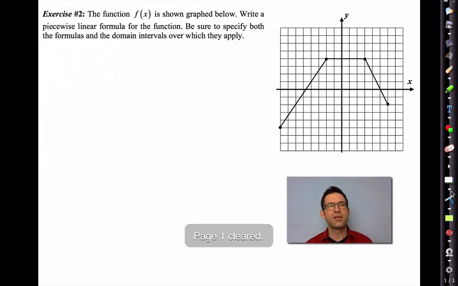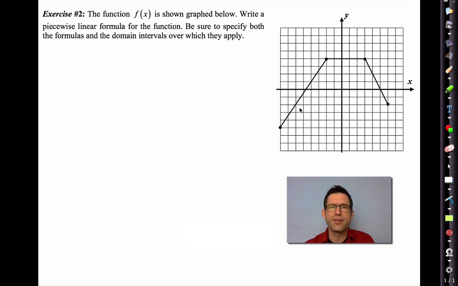Okay, let's keep working. Now, in the last problem, we took a piecewise linear function whose formula was given, and we changed it into a graph. Here we're going to go in the exact opposite direction. We're going to take a graph and we're going to change it into the formula of a piecewise function. This is pretty challenging.